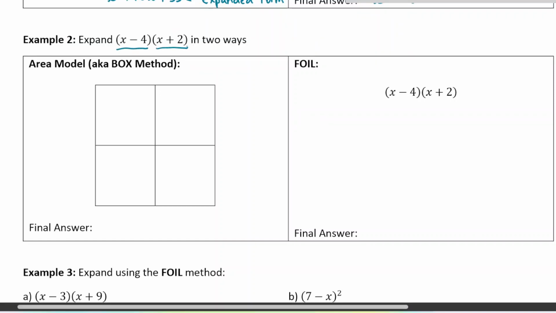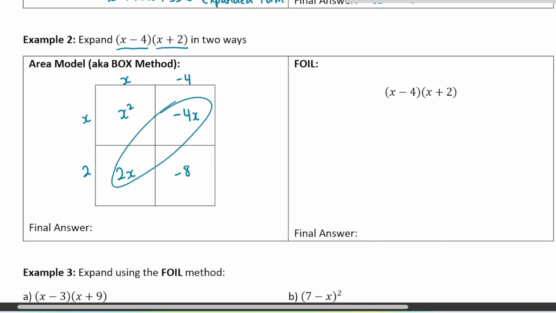So just like before, we're going to write the terms from the first polynomial up on the top of the box and the terms from the second polynomial on the side of the box, and then multiply each. So we'll have 4 results. So x times x is x squared. X times negative 4 is negative 4x. X times 2 is 2x. And 2 times negative 4 is negative 8.